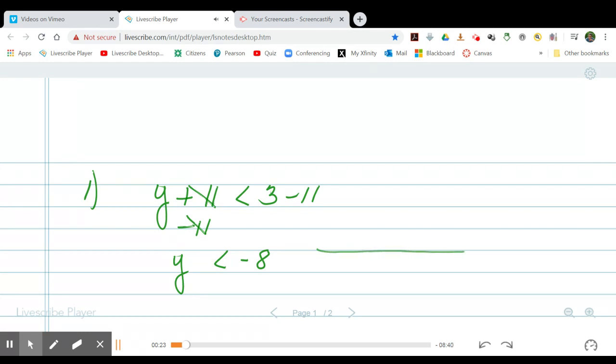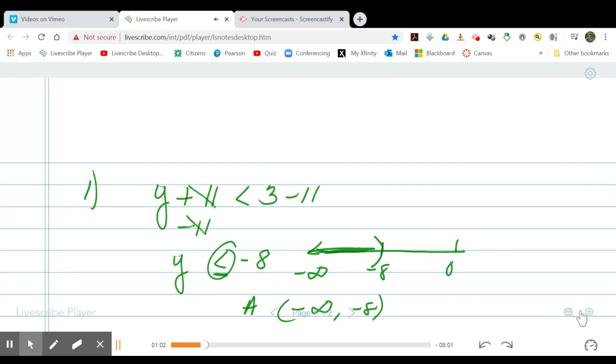So what you'll have, this is 0, negative 8. It's a strict inequality. Not less than or equal to, just simply less than. So we've got a parenthesis, all the values to the left, all the way out to negative infinity. So answer A, you've got the graph in interval notation. We've got from negative infinity to negative 8, and letter A.